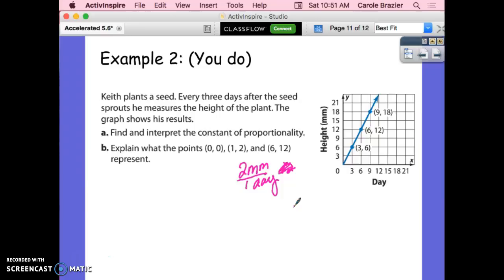0, 0 would then mean that in 0 days, it didn't grow any millimeters. In 1 day, it grew 2 millimeters. And then in 6 days, it grew 12 millimeters. Okay, so that's exactly what these are saying. In 6 days, it grew 12 millimeters. In 9 days, it grew 18 millimeters. So I'm multiplying my x by 2 in order to get what it is meaning.